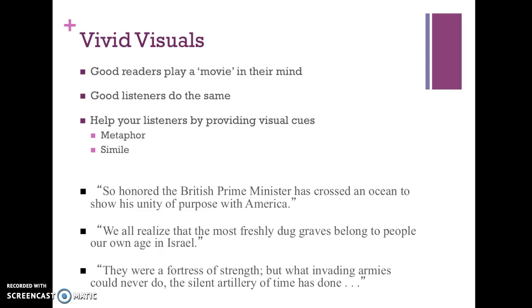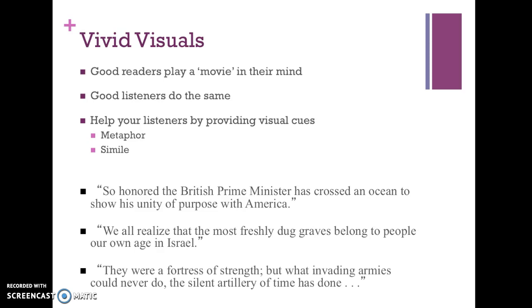And good listeners do the same. When they're listening, they're building up this visual picture in their head, and that's what helps them to stay focused. So if you want your readers to stay focused, you can help them by providing lots of visual cues: lots of metaphor, lots of simile, lots of imagery. Some examples from real life speeches we've got here.